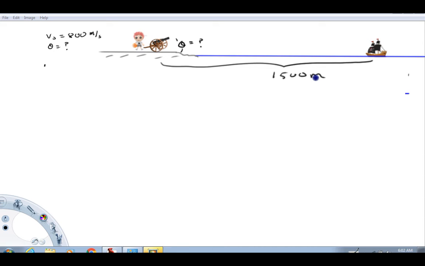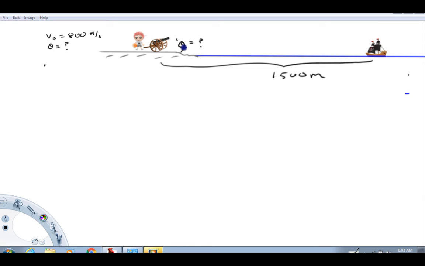Some things to consider before we get rolling. First, this little height difference really is not significant in the problem, so we're going to assume that the cannon and the ship are basically at the same level. Second, we're assuming the cannon has a known speed of about 800 meters per second. Third, we're going to assume that air drag is negligible. At 800 meters per second and 1500 meters out, that may not be a 100% valid assumption, but the point of this video is how to work a projectile problem. We're just going to try to get an approximate angle for theta and not worry about air drag.